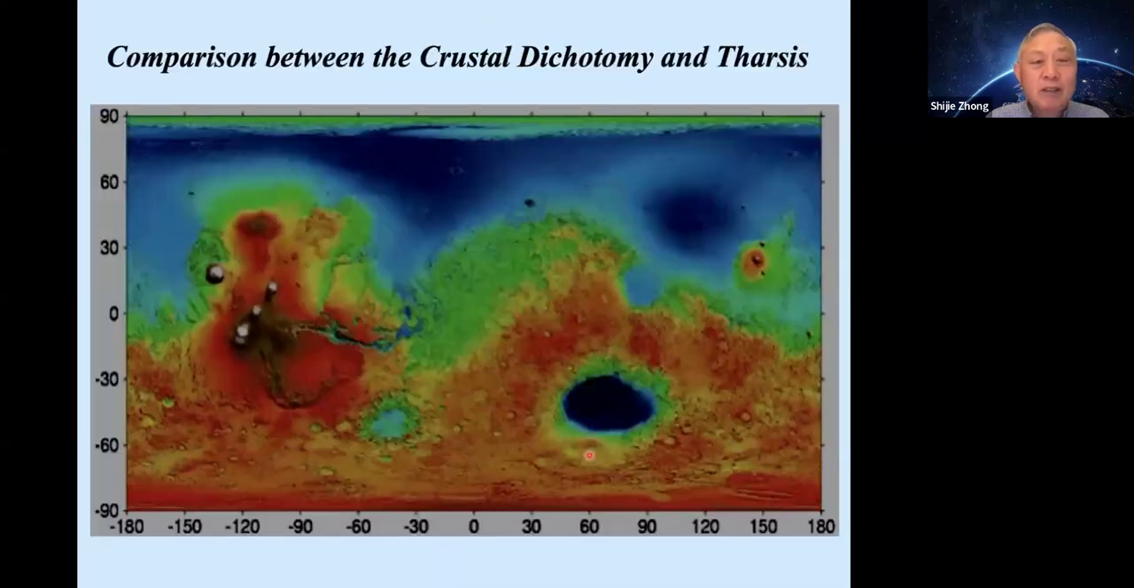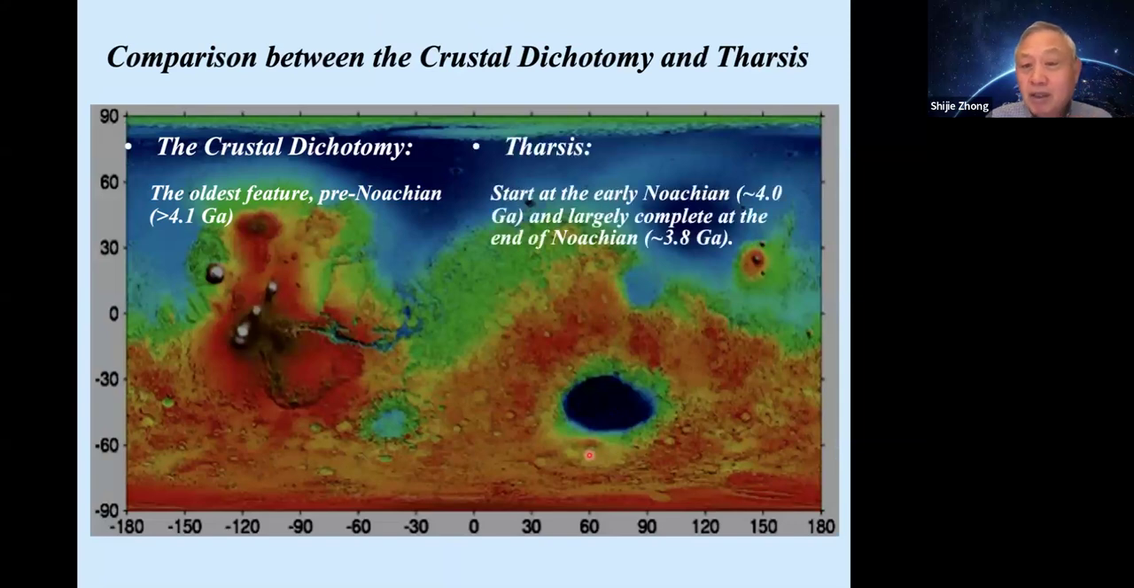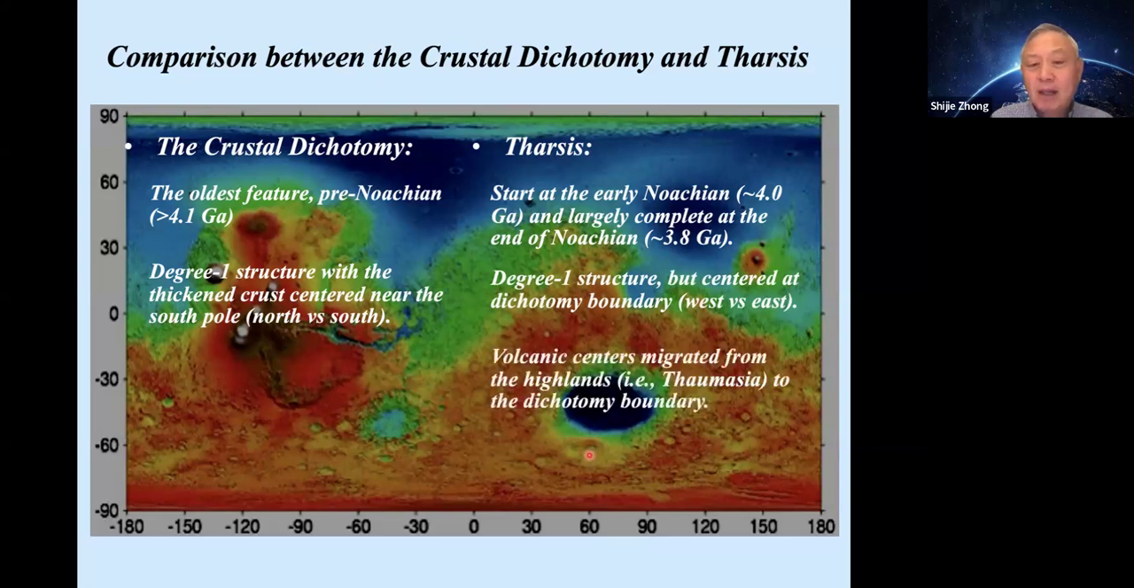So if we sum up Mars very quickly, there is the crustal dichotomy, which is the oldest feature. The Tharsis rise is younger, but not by much, and formed relatively quickly. The crustal dichotomy is a degree-one structure with a thickened crust centered near the South Pole, but largely a dichotomy between the northern and southern hemispheres. Now, Tharsis is also a degree-one structure, but centered at the dichotomy boundary, largely a west versus east hemisphere difference. And then there's a volcanic center migration for Tharsis from the highlands to the dichotomy boundary.